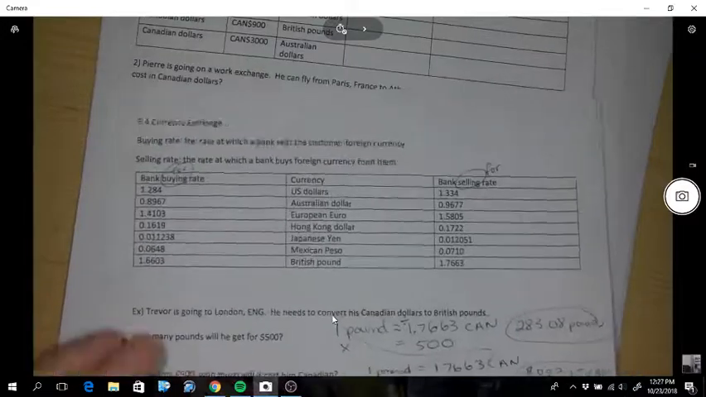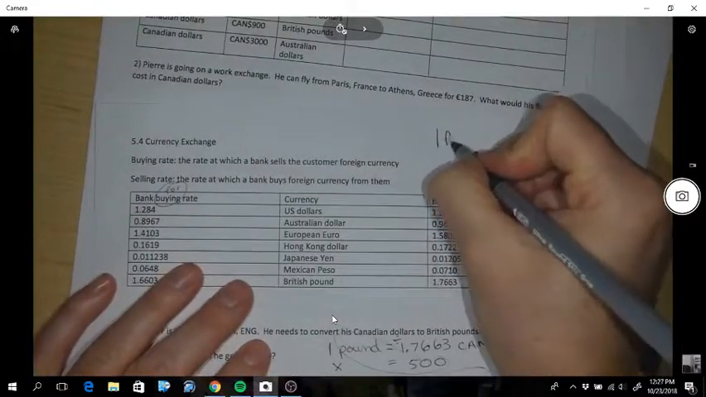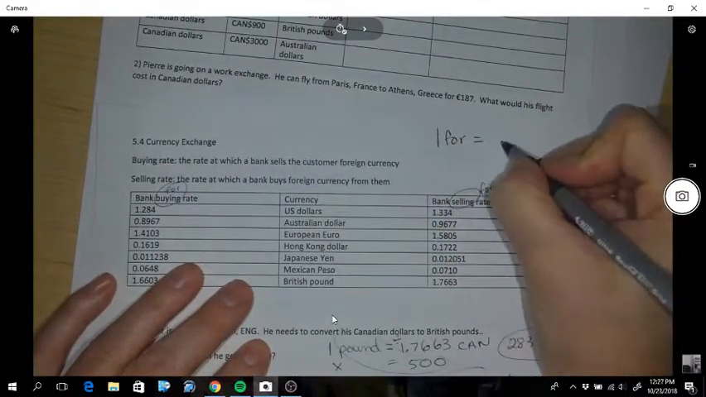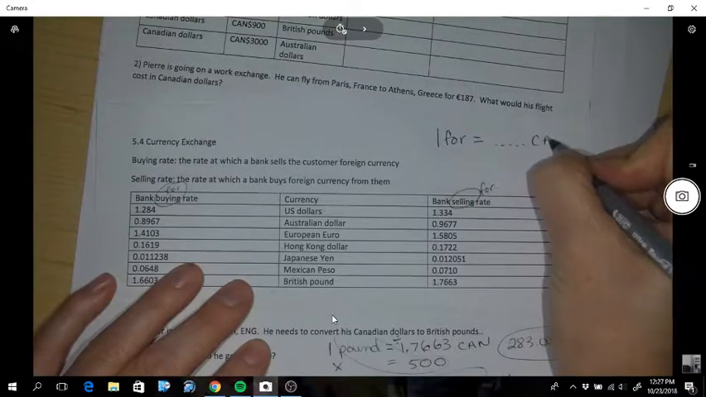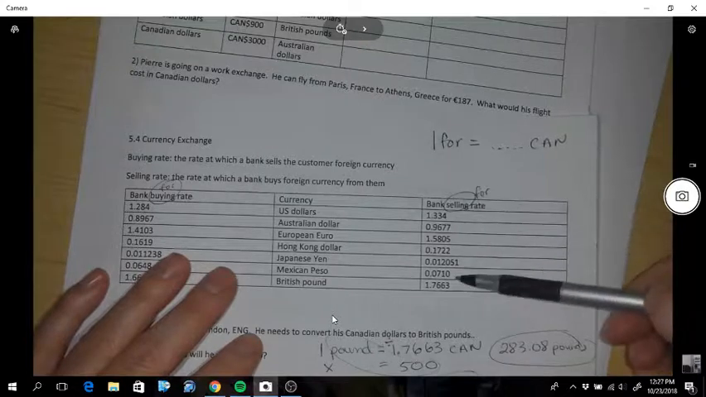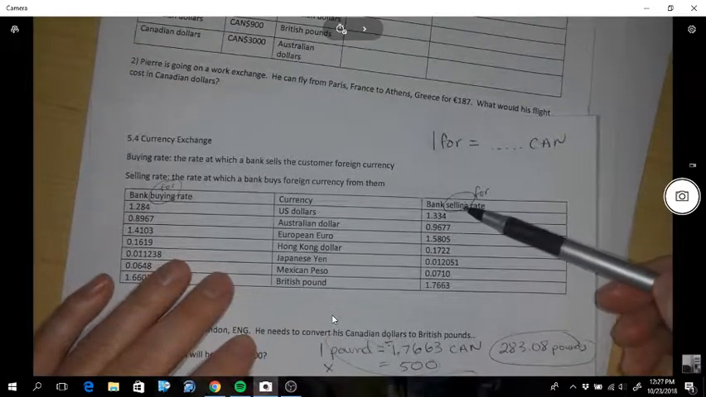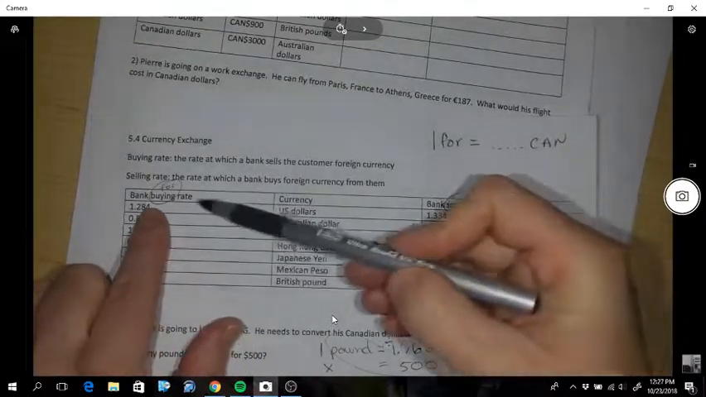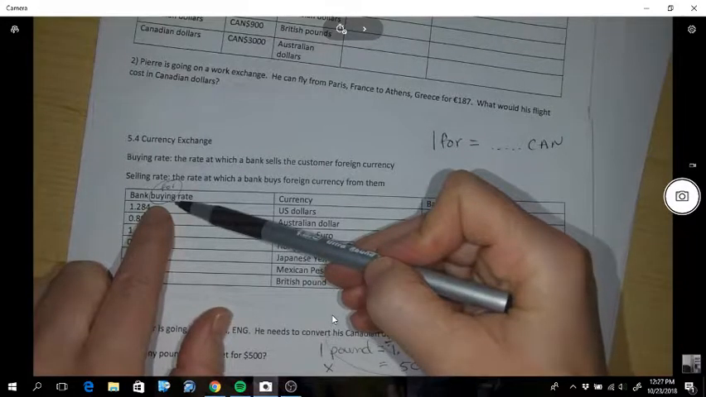Okay, so you're always doing one foreign is costing this much Canadian in the chart. You're always doing that. Okay, and this is the rates for if the bank is selling you the foreign money, and these are the rates if the bank is buying your foreign money.